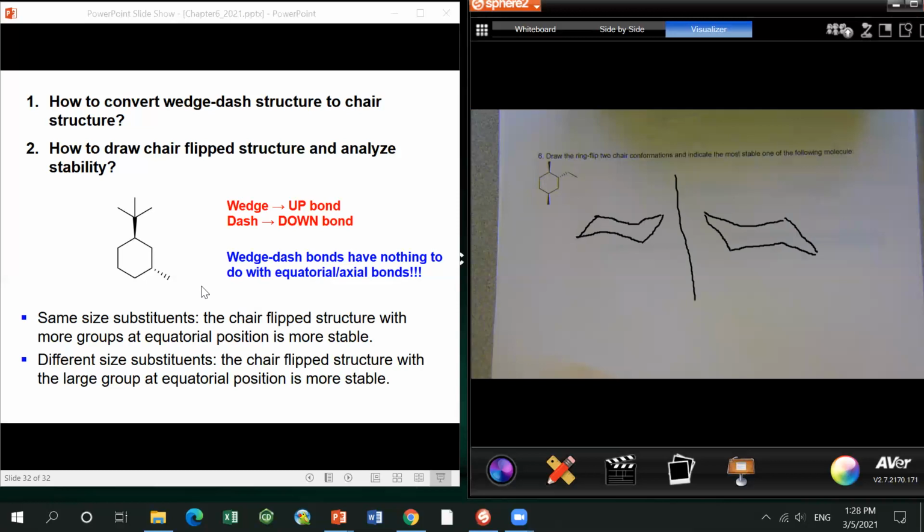So now add the substituent groups, please. All right, so we have two methyl groups and one ethyl group. So that's the hard one. Okay, that's right, hydrogen, got it.